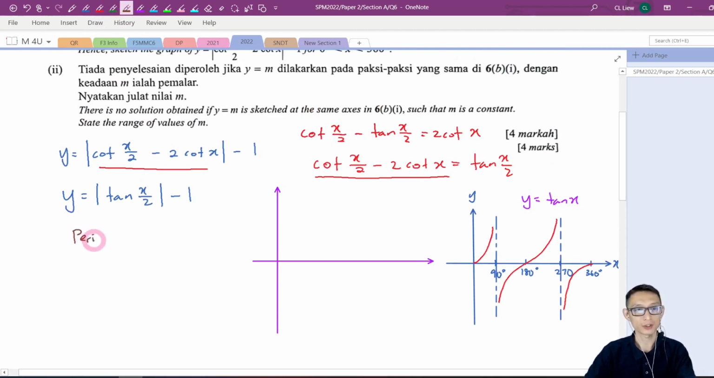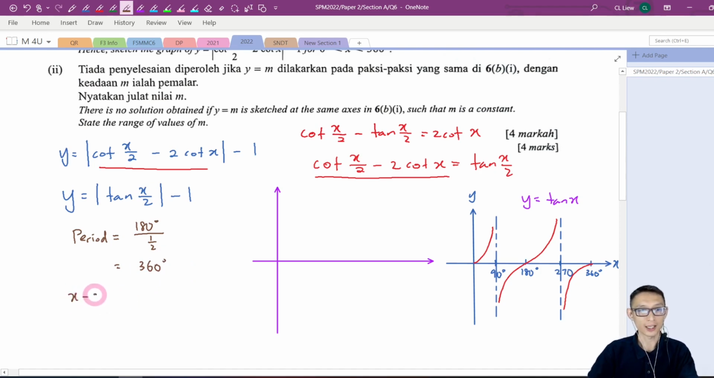To get the period, as I told you before, for sine and cosine, we take 360 degrees divided by the coefficient of x, right? So for tangent, we take 180 degrees. So 180 degrees divided by 1 over 2. Not 2, but 1 over 2. So it will become 360 degrees.